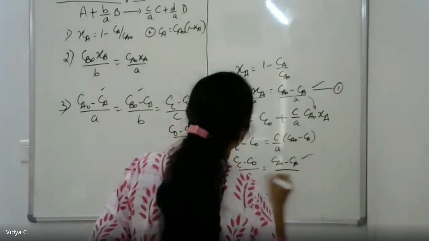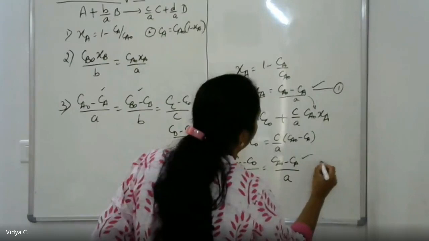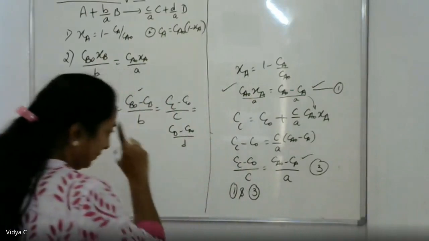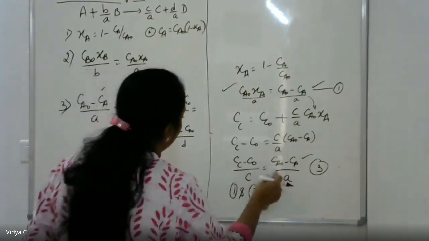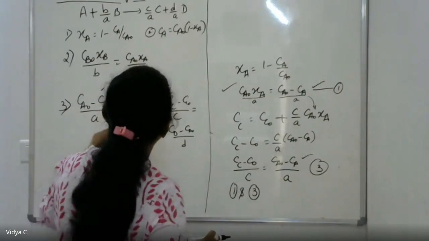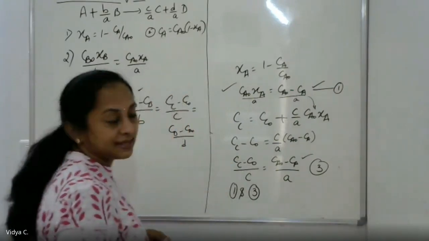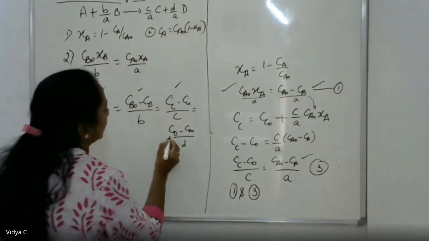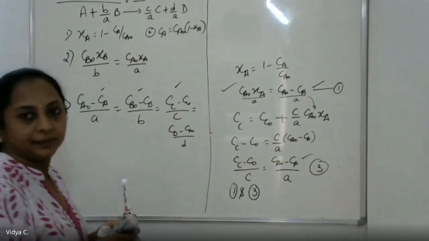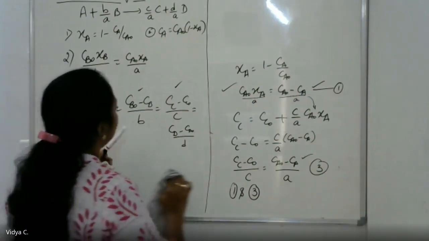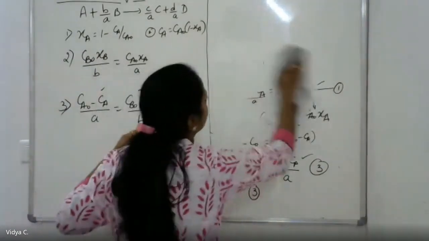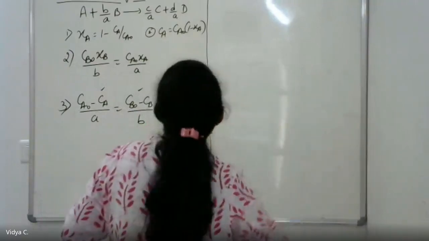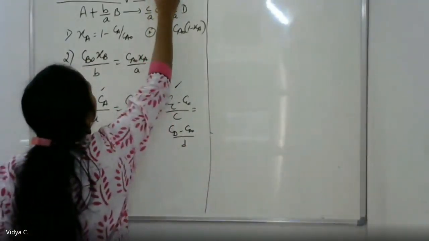Again, you can just observe this. I've got a relation here: for CA naught minus CA by A, I got CC minus CC naught by C. Yes, I have proved this. Similarly, I can prove the other one, CD minus CD naught by D. So these are the formulas for constant volume systems, where epsilon A will be 0.